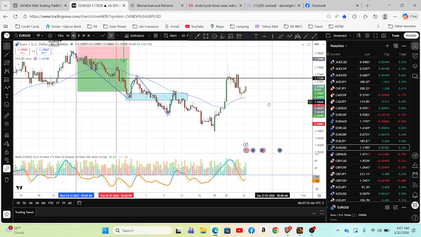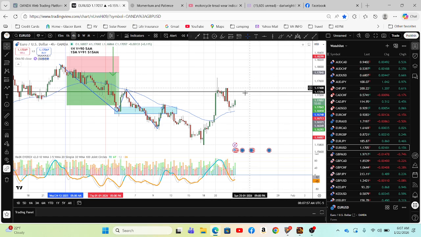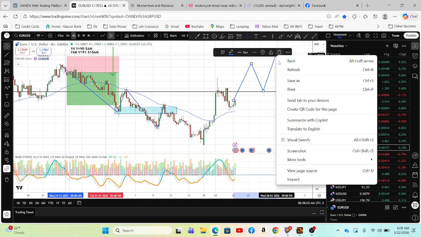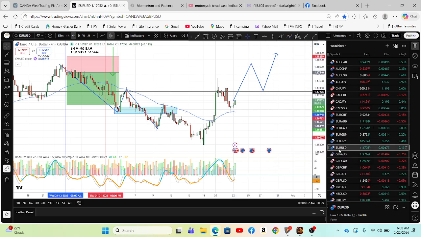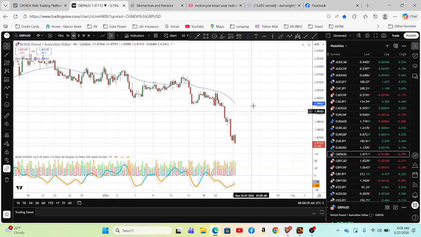So that might be one that, we need the market to come here. We need the market to come up, go down, and then break out. Just like that. All right, pound to the Australian dollar.